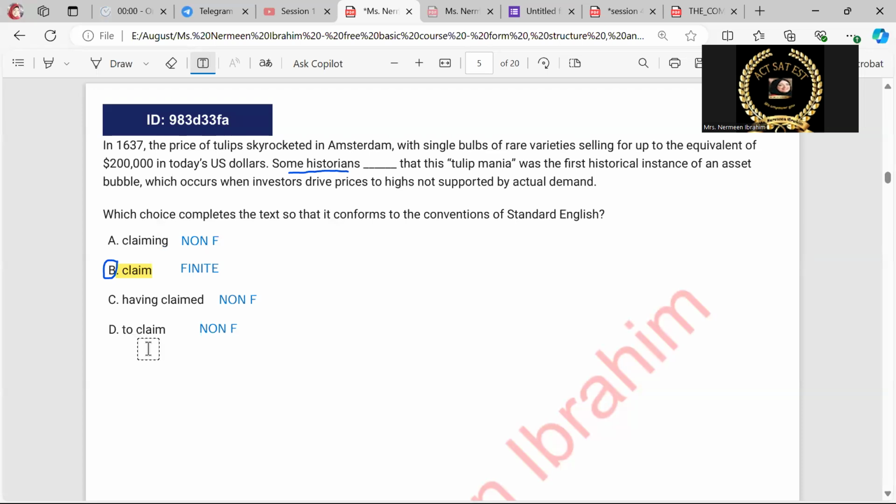Can you explain to me why these are non-finite? Because it's to claim. Does it give you a main verb, or a tense? No, it doesn't give me anything. Then this is non-finite. Okay, thank you. Anytime.